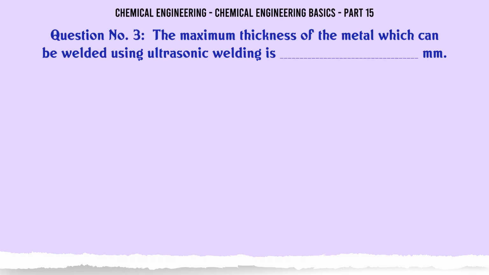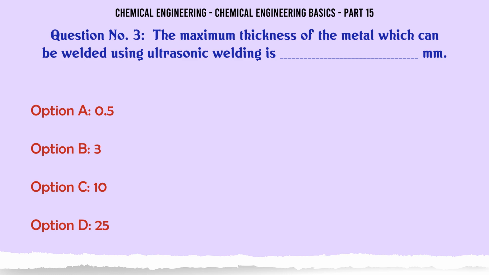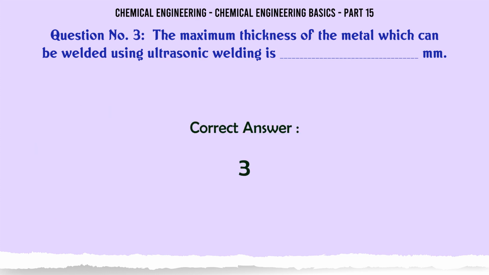The maximum thickness of the metal which can be welded using ultrasonic welding is ___ mm. A. 0.5. B. 3. C. 10. D. 25. The correct answer is 3.